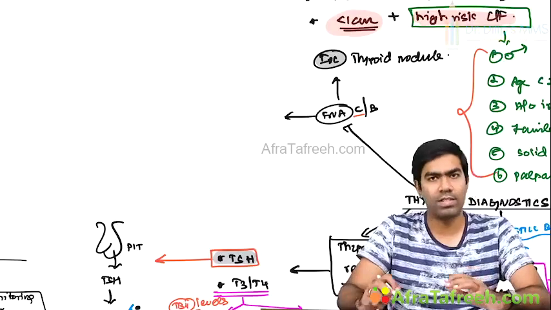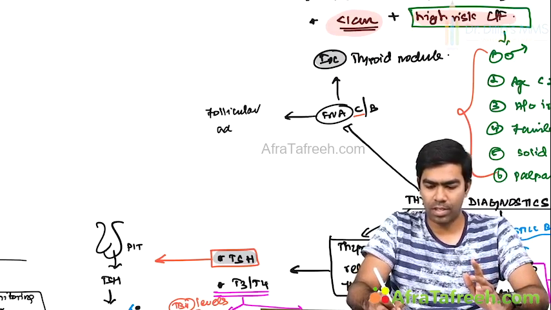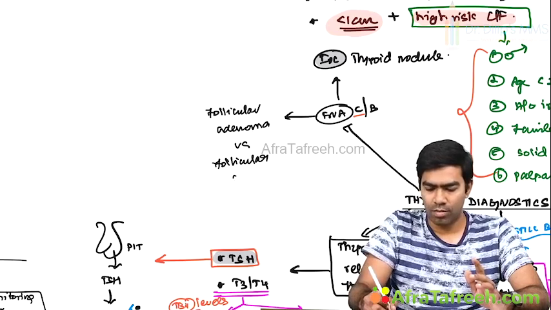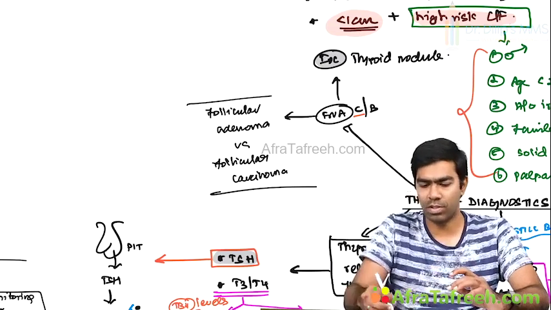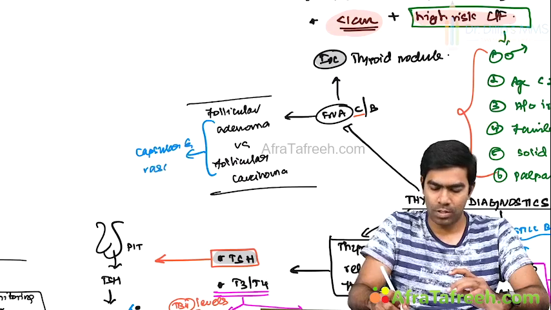One pitfall about this FNA, which is very, very commonly asked in exams, is the fact that it cannot differentiate a follicular adenoma versus a follicular carcinoma. Very, very important point. It cannot differentiate them because the differentiation is based on capsular and vascular invasion. This capsular and vascular invasion can be identified only by a biopsy, usually an excision biopsy. Otherwise you cannot identify it. That is the reason why FNAC is inadequate in differentiating a follicular adenoma versus a follicular carcinoma.